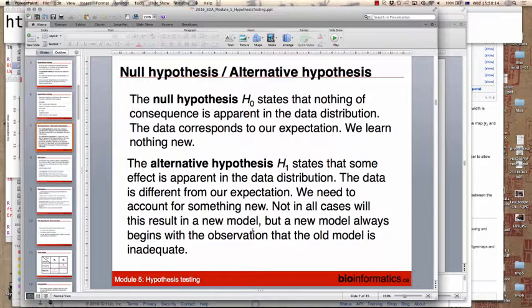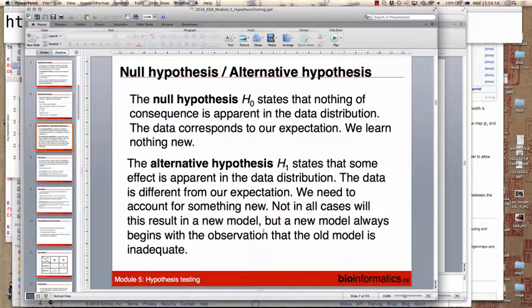There are some concepts we need to clarify. We often talk about the null hypothesis and an alternative hypothesis. Somewhat informally stated, the null hypothesis states that nothing of consequence or nothing of interest is apparent in the data distribution. This means the data completely corresponds to our expectation. We learn nothing new. We learn nothing surprising from looking at the data. The alternative hypothesis states that some effect is apparent in the data distribution, and the data is different from our expectation, and we need to account for something new.